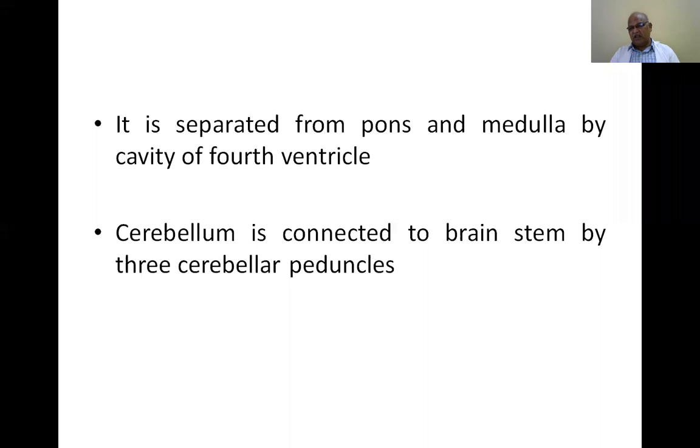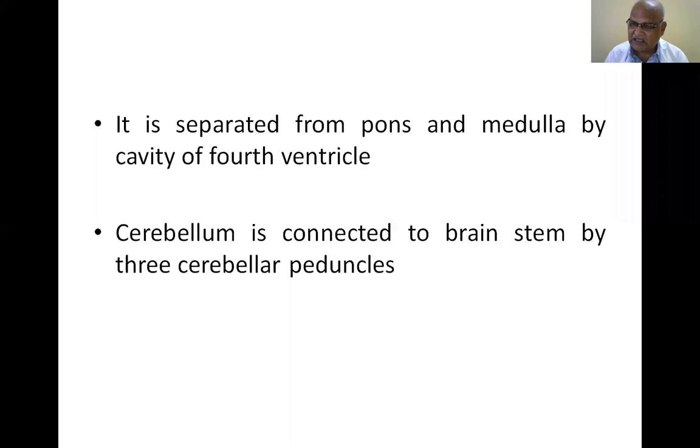Among the three peduncles attached to the cerebellum, the superior cerebellar peduncle, middle cerebellar peduncle and inferior cerebellar peduncle, the middle cerebellar peduncle is the largest one. The inferior cerebellar peduncle connected to the cerebellum is otherwise called the restiform body.